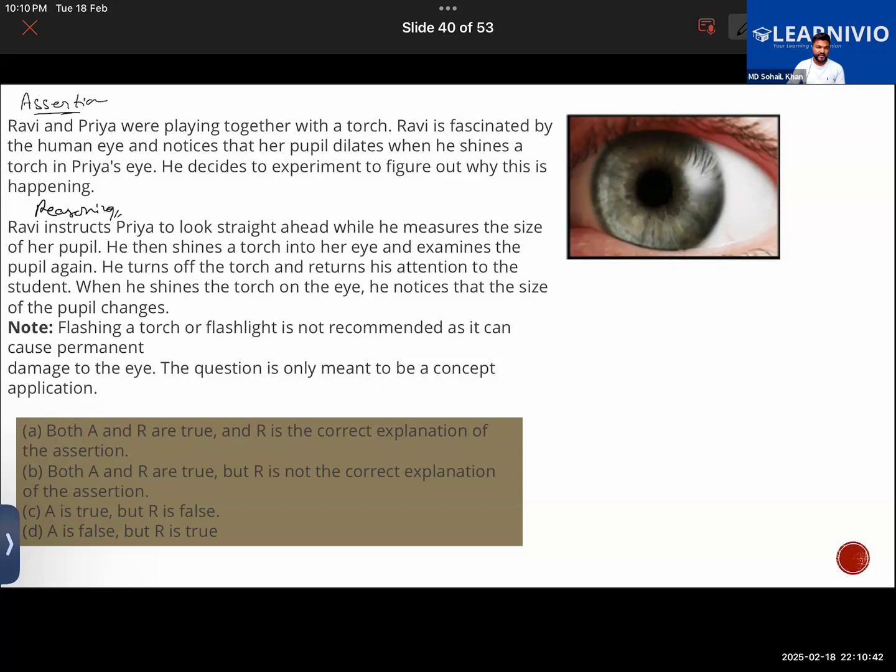So is the assertion correct here? Like, will the pupil be getting dilated? Yes, do you understand the dilation of the pupil? Okay, good. Next, the reasoning: he observes that the size of the pupil would be changing. Is the reasoning also correct? Yeah, in fact, it is correct, no? So yes, both of them are correct, and the reasoning is the correct explanation of the assertion. Option A should be the right answer to this.